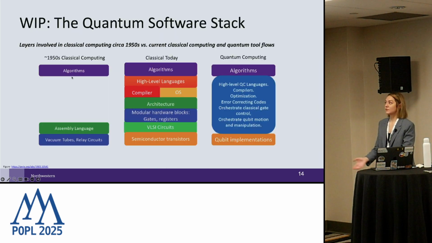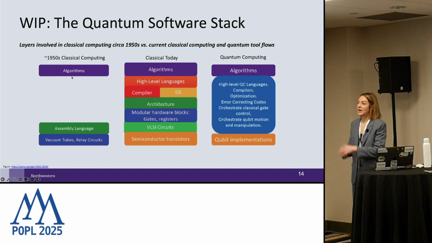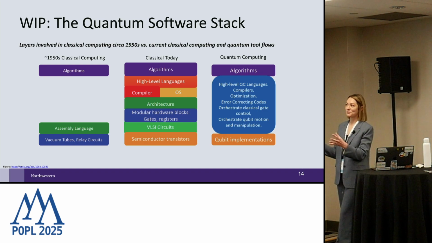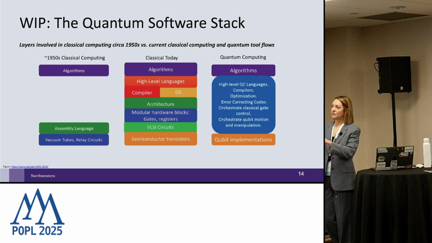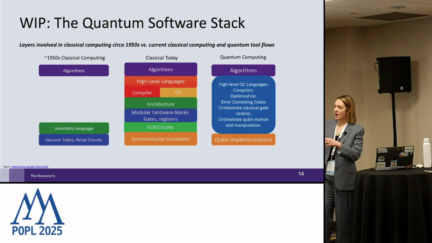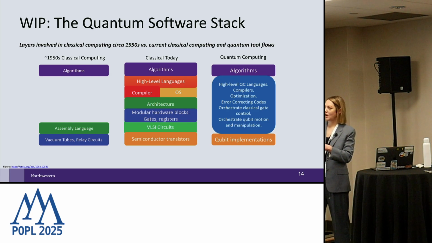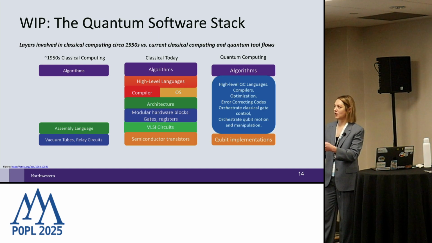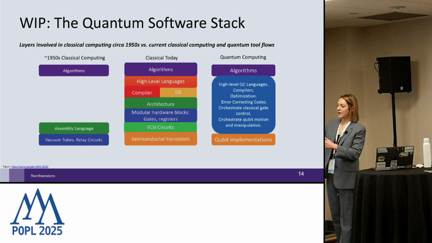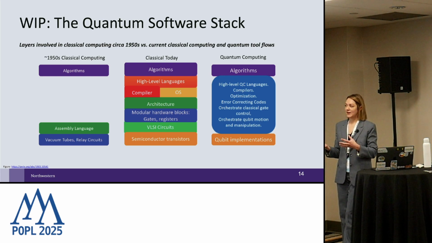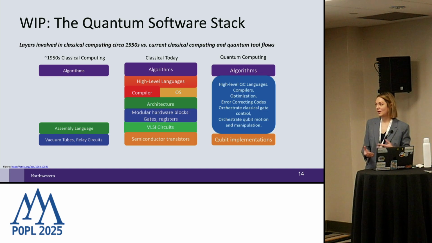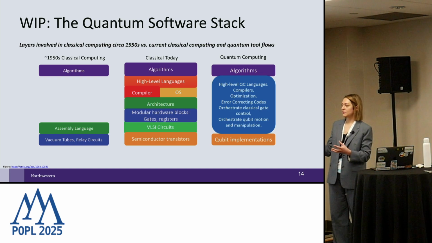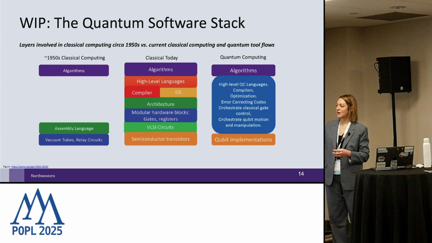So, work in progress: the quantum software stack. I think a lot of you have probably seen an image similar to this, but the layers involved in classical computing in the 1950s very much model what we have today in quantum computing. Today, for classical computing, we have algorithms all the way to our hardware, a very well-defined stack, one that still has a lot of areas for improvement and optimization, but it's a huge open-ended question what that's going to look like in the quantum space.